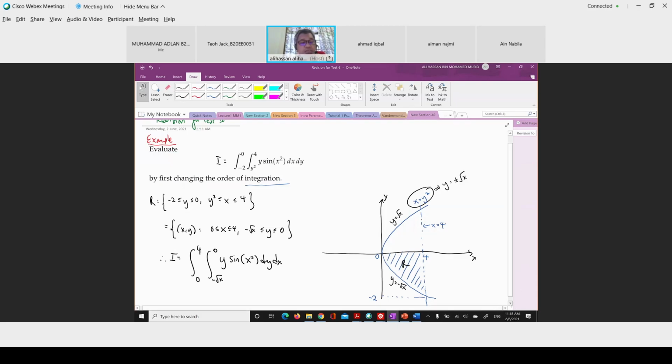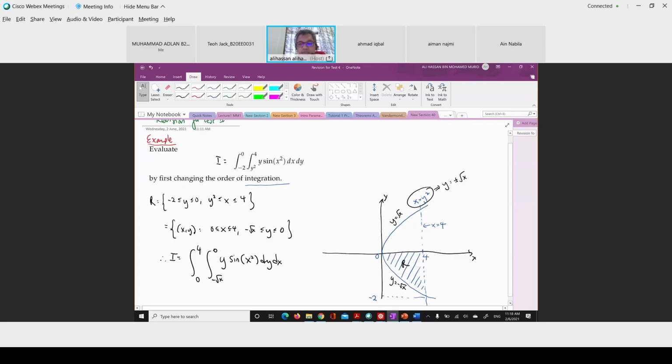Okay, why do you think we need to change the order of integration? Because it is difficult to integrate sine x squared. We know how to integrate sine x, but for sine x squared, the integral is unknown. So one way is to integrate with respect to y first.